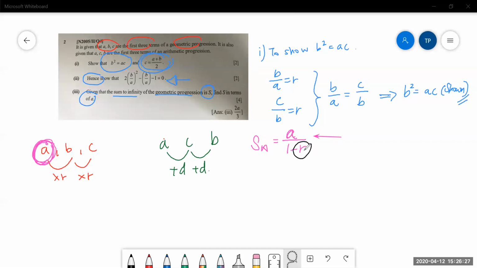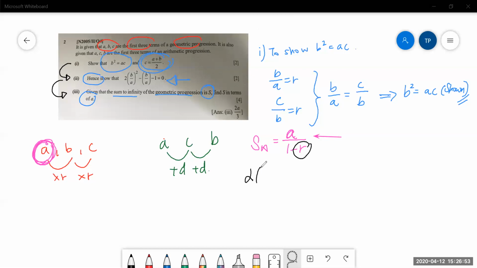I like sub B over A as R, then AC square over A. Correct. But the thing is, you sub it at the wrong place. There's a reason, the setter's intention. Why did they ask you to do part 1? Because you need it for part 2. Why did they ask you to do part 2? Because you need it for part 3. This is how the person created the question, the setter's intention.